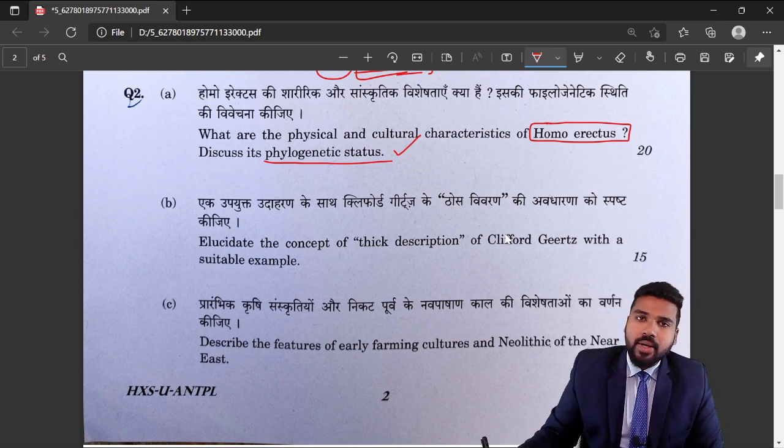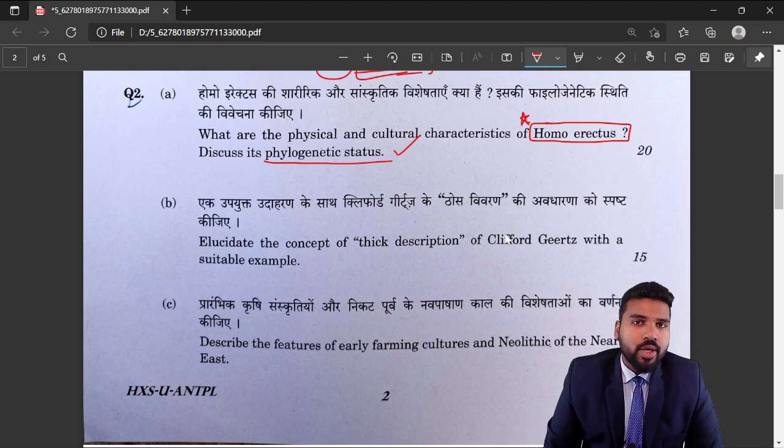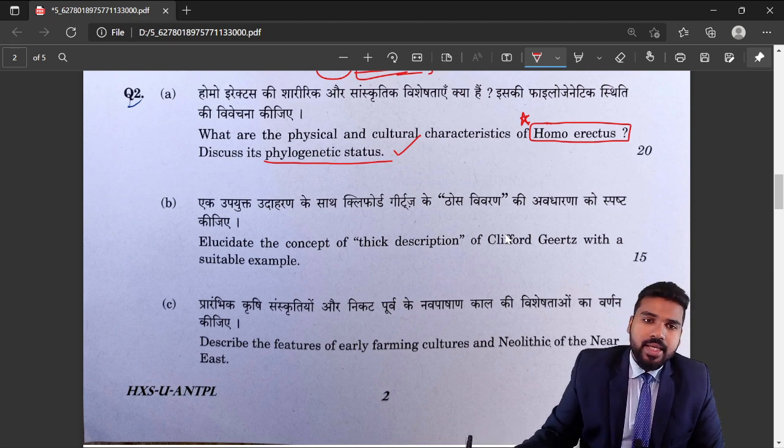So the question is direct from paleoanthropology, that is the early humans. Here this time what has been asked is Homo erectus. You can talk about all types of Homo erectus, ranging from your African persons, and then the erectus species that we have found in Java, Peking or Narmada. So you can talk about all of them and their physical characteristics and cultural characteristics. That is what we have to write here. Then what is their phylogenetic position, phylogenetic status, that needs to be written. That's it.